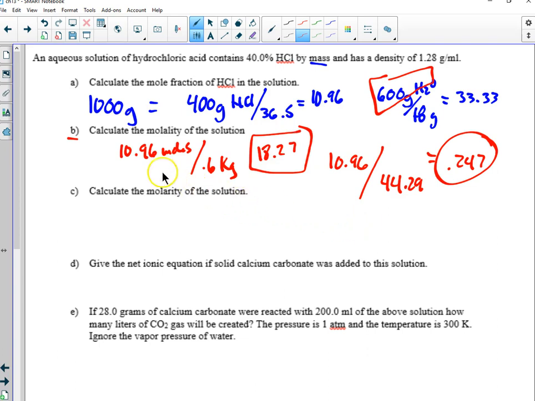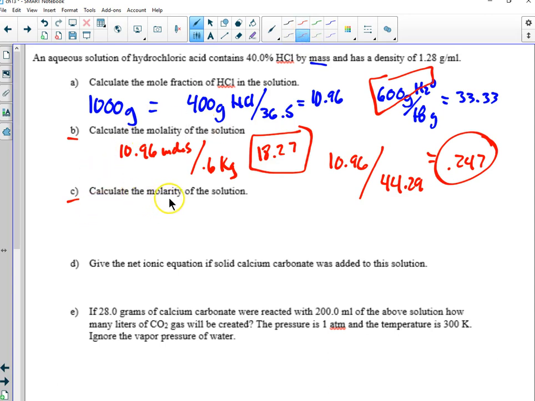Okay, that makes sense. Yes, C is where you'll apply the density. And you know what? The density could be applied to B as well. I think Hales did it that way, but it still should work fine. And honestly, that probably makes more sense, but that's just not how I've ever done it.